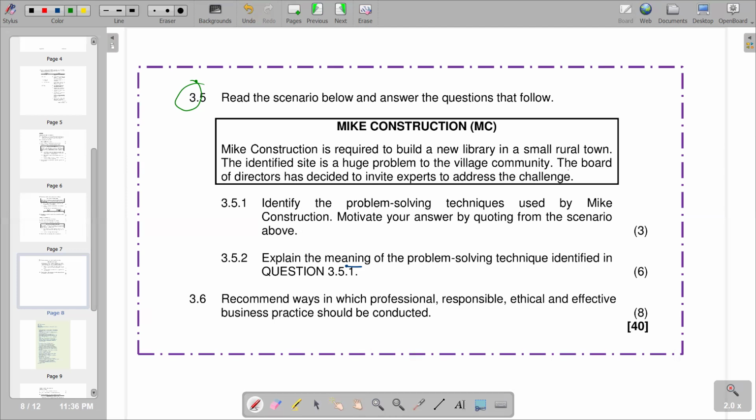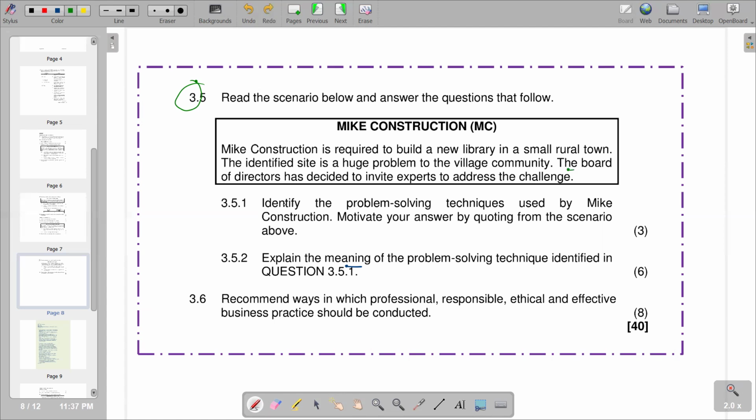So going back to our extract, you'll see the invitation of experts to address the challenge. That's why we have a hint in terms of what problem-solving technique there is. You'll see that the most appropriate problem-solving technique is the Delphi technique. Remember the explanation of the Delphi technique: it's a way to get expert opinions on important organizational decisions. This technique helps experts arrive at a group decision that might solve a complex problem.